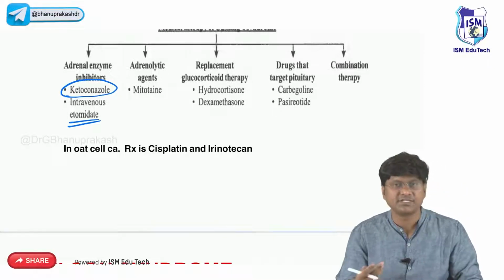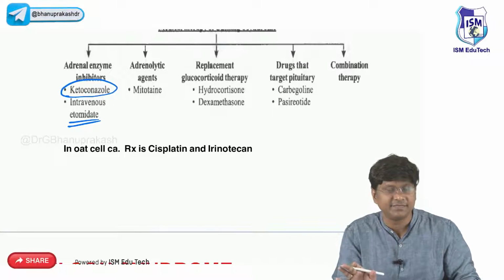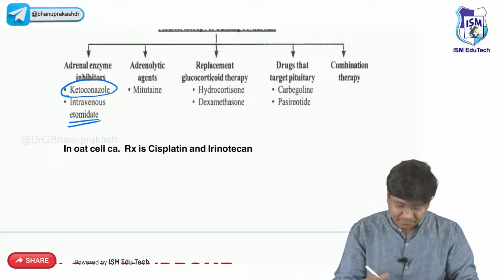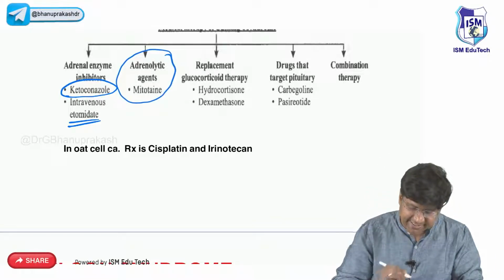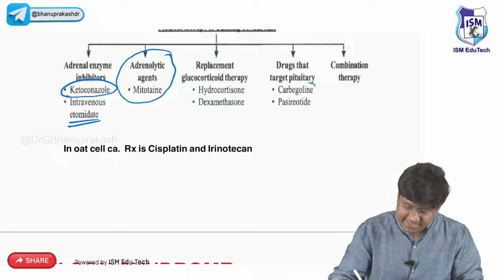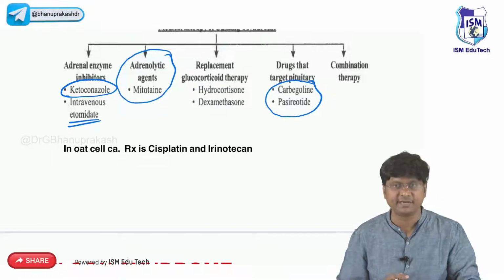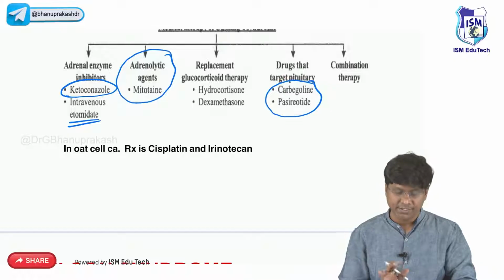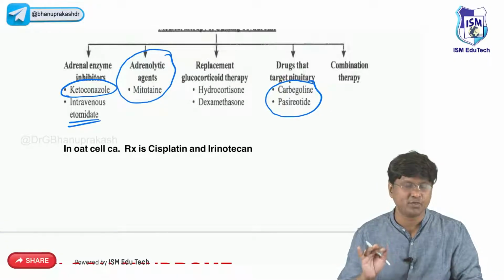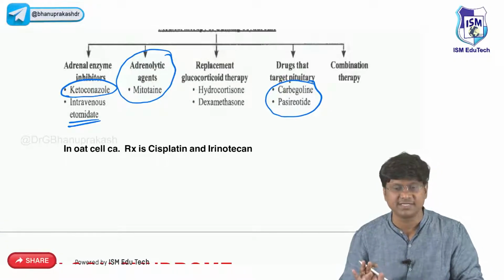And what is another drug which is an adrenal enzyme inhibitor? That is intravenous etomidate. Now, the adrenolytic agent is metyrapone. And there are certain drugs which will target the pituitary, that is cabergoline as well as pasireotide. That is about the medical management. But what is exactly the treatment of choice? Surgical resection of the tumor.